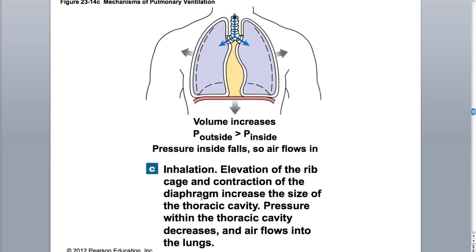Remember, diaphragm is a muscle. In doing so, we raise the volume. If we raise the volume, what happens to the pressure inside? Decreases. So look what it says. Pressure within the thoracic cavity will decrease and air will now flow into the lungs. That is how you're going to inhale.